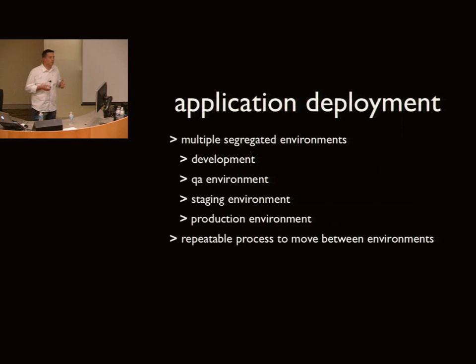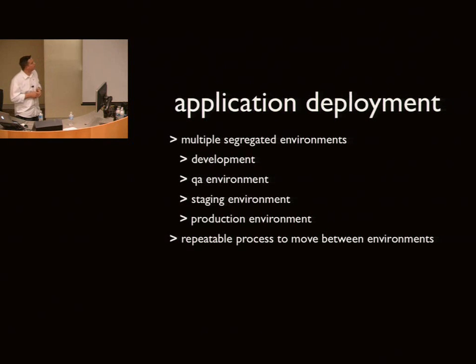Most places are going to have some sort of segregated environment control. This may be dictated by some sort of internal control, or it may be a SOX requirement. You may not have each one of these environments, but these are the basic ones that you'll find almost anywhere: your development environment, your QA, a staging, and then finally a production environment. A lot of places are going to have specific controls on moving between those environments.